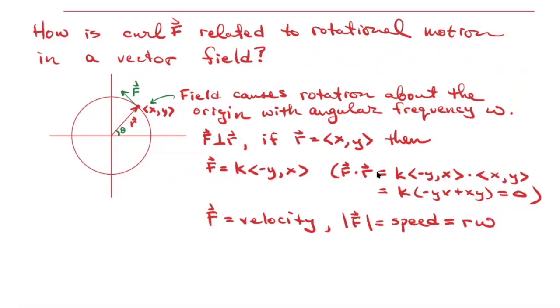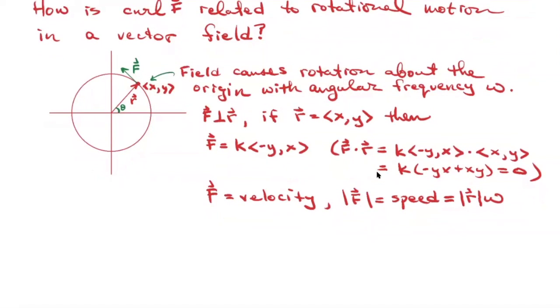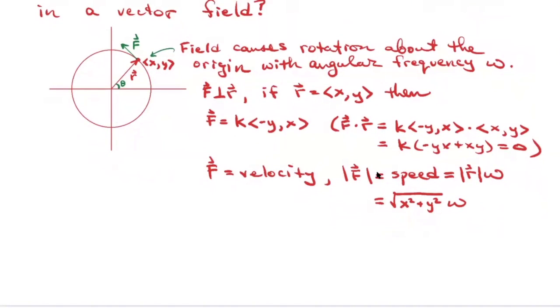Let's put a magnitude symbol around that r because it's the length of the position vector. Normally speed is r omega, but here we'll use proper math notation like that. And of course, the magnitude of r is the square root of x squared plus y squared, times omega, like that. So that's the magnitude of the field.